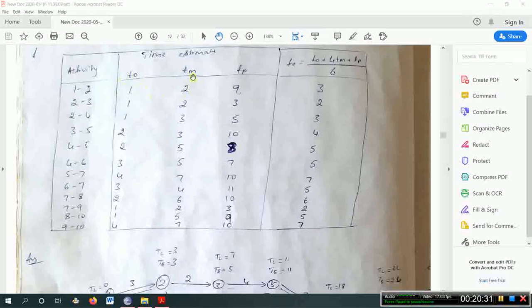TO, optimistic time, most likely time, pessimistic time. So always keep it in mind, optimistic time will be lesser compared to most likely time, and most likely time will be lesser than pessimistic time. Sometimes they will give it in this order. Okay, TP will be in the middle and TM will be in the middle.